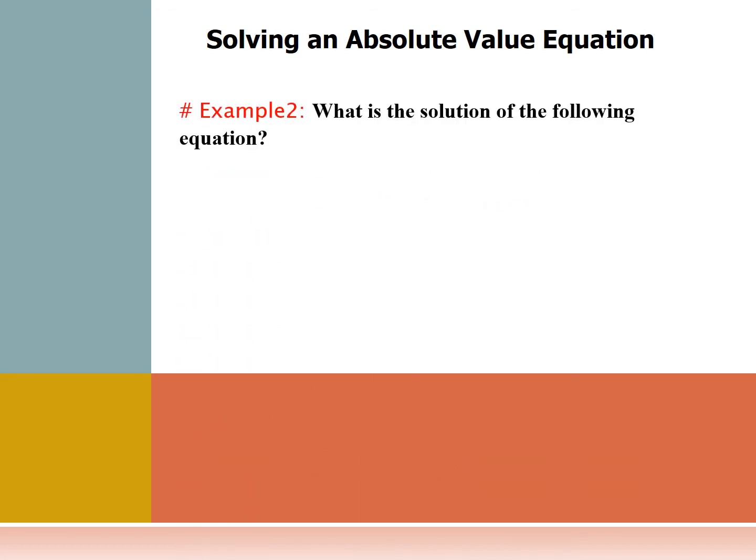Example number 2. What is the solution of the following equation? Here we have the absolute value of 3x plus 2 is equal to 4. Remember that sometimes we take positive 4 and sometimes negative 4. So 3x plus 2 is equal to 4, or 3x plus 2 is equal to negative 4. Now we have two equations, we have to solve them. Minus 2 here and minus 2 here. Also minus 2 here and minus 2 here.